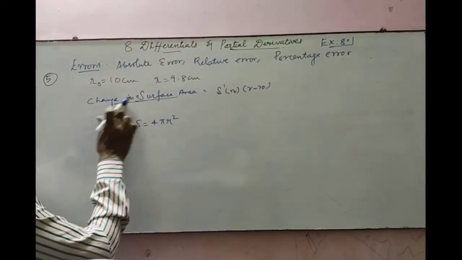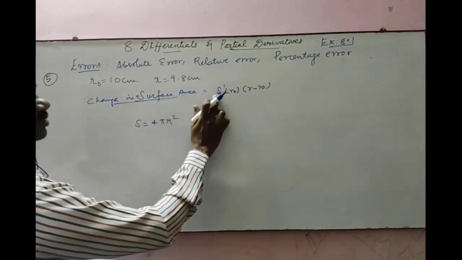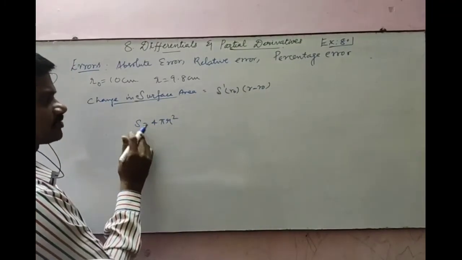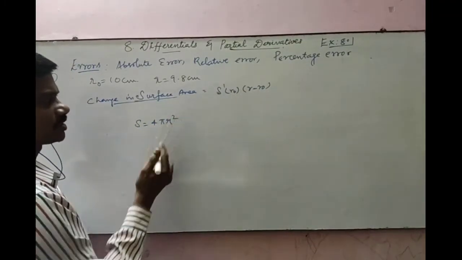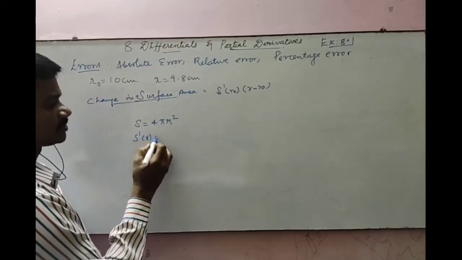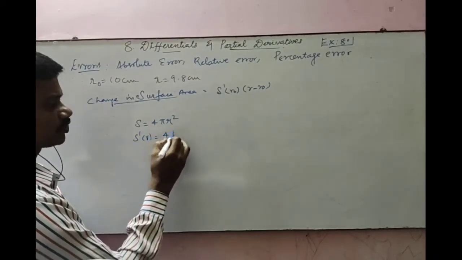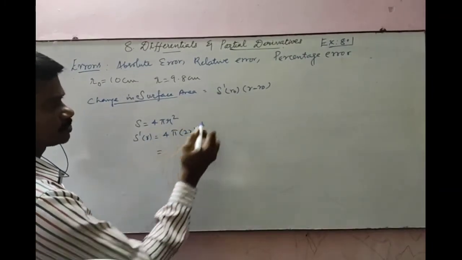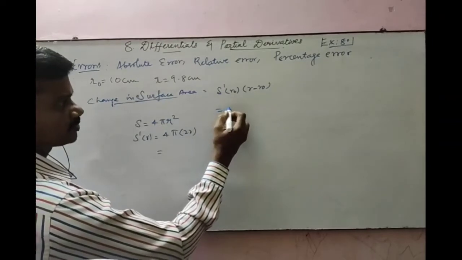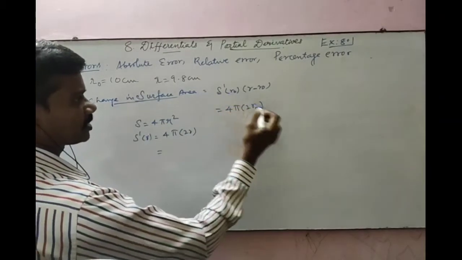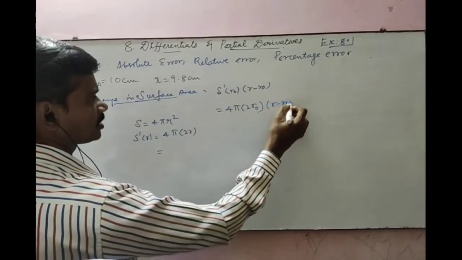Next, we are going to find the change in surface area. For that, the formula is S dash of R0 into R minus R0. Here the surface area formula is 4 pi r square for the sphere. If you differentiate this with respect to r, you will get S dash of r is equal to 4 pi into 2r. So you substitute this value here straight away: 4 pi into 2R0 into R minus R0.